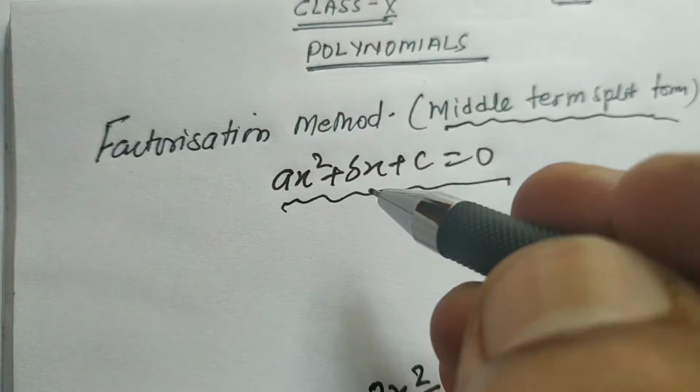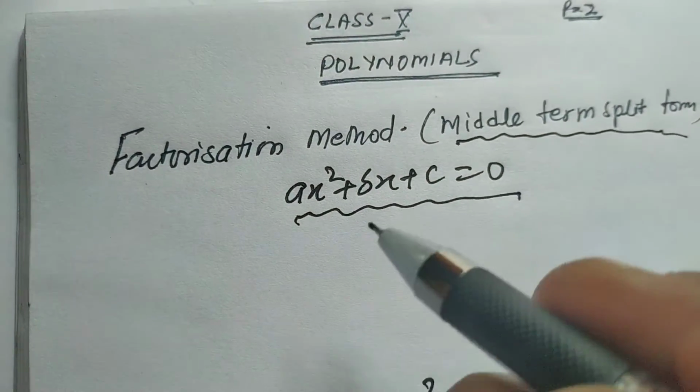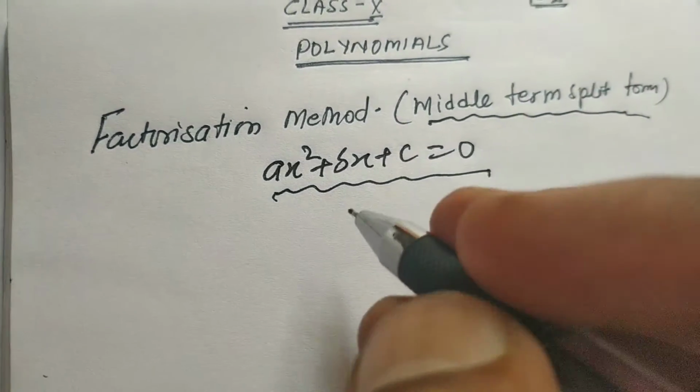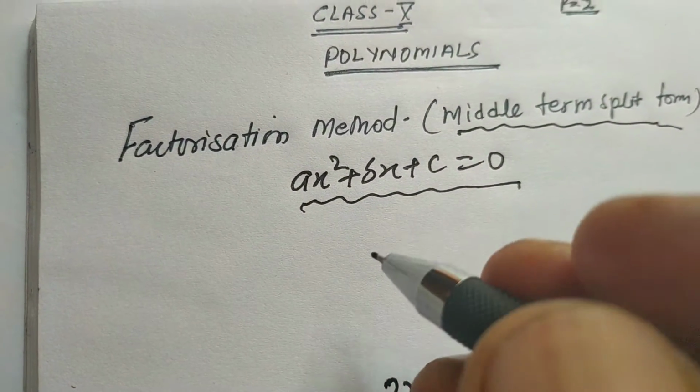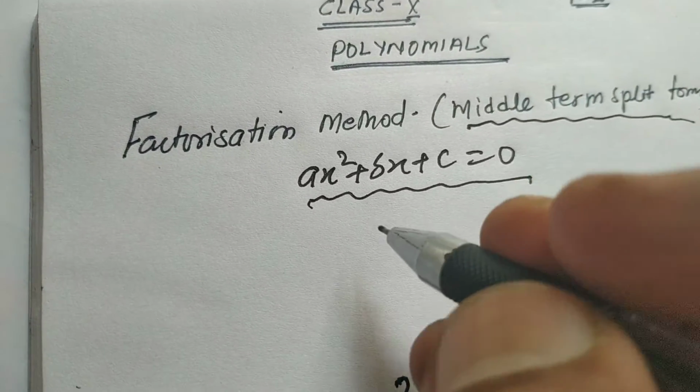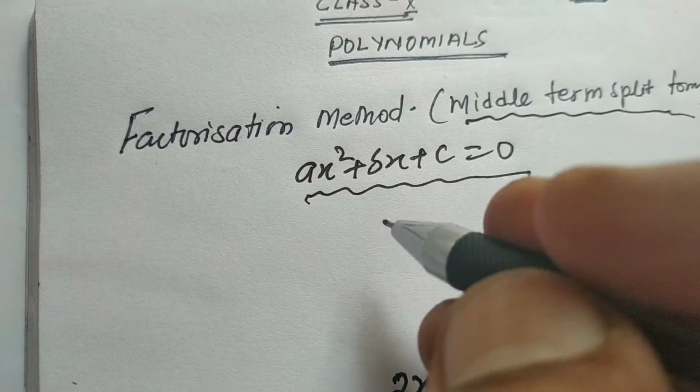This is ax square plus bx plus c. We are already aware that a, b, c are real numbers and c is the constant term. And for the middle term split, you have already studied it in class 9th. I am just going to recapitulate the things.